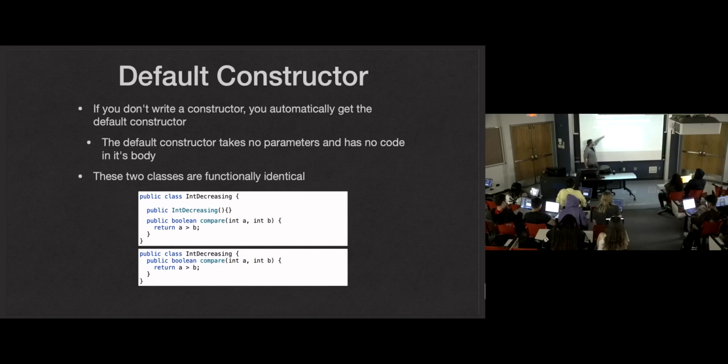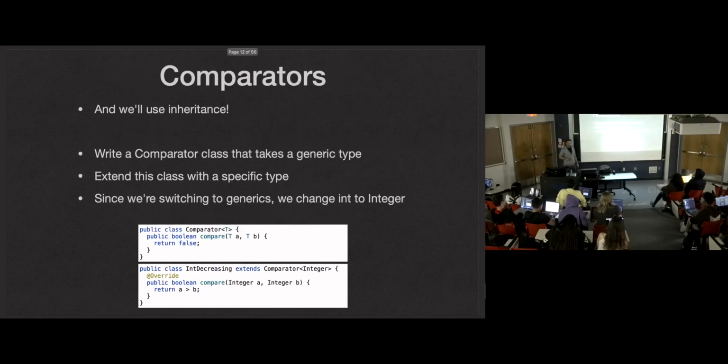So writing this default constructor in our class, which takes no parameters and has no code in the body, is the same exact thing as if we don't write it. So this is the constructor we get by default if we don't write any constructor. So these two classes are identical. That's the constructor we get. So we do still have a constructor. We can say new int decreasing and still create objects of this type. The constructor just doesn't do anything.